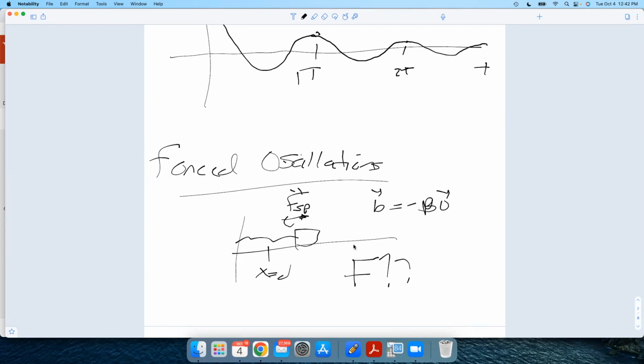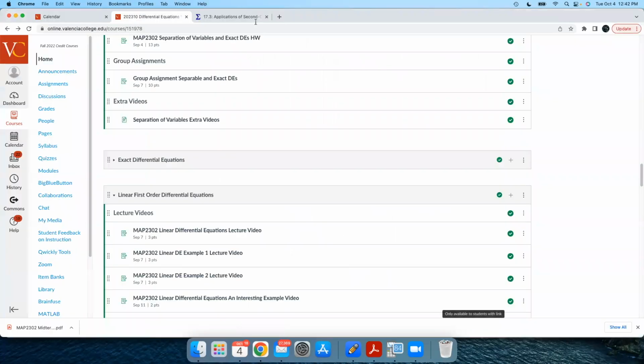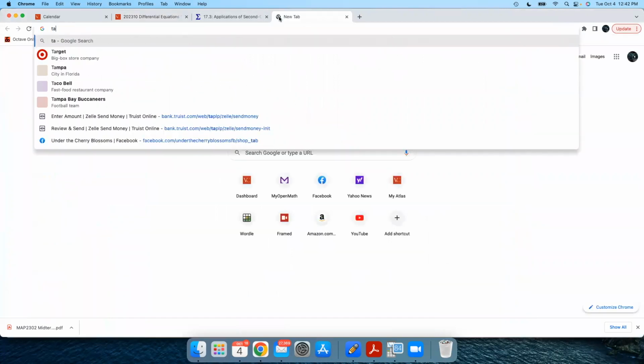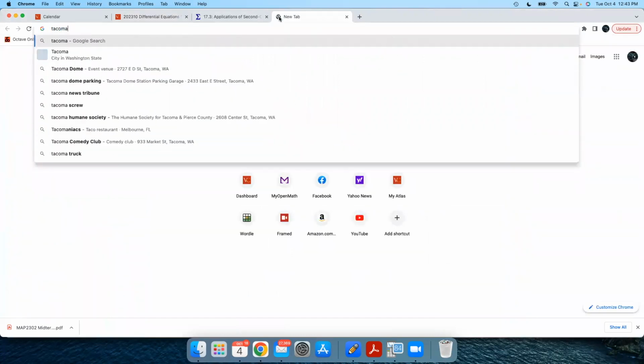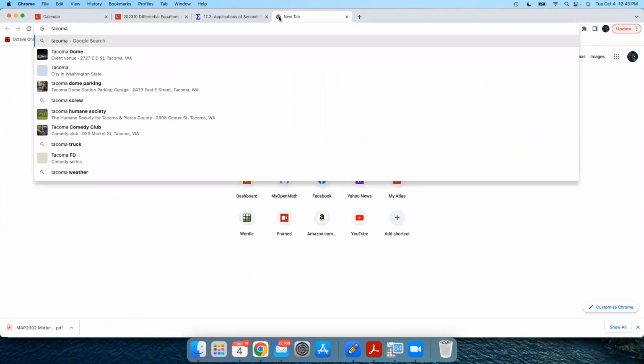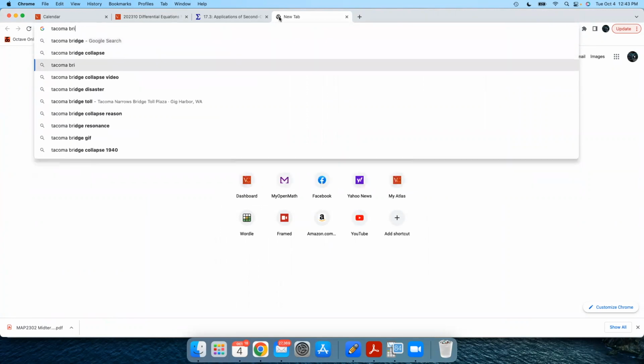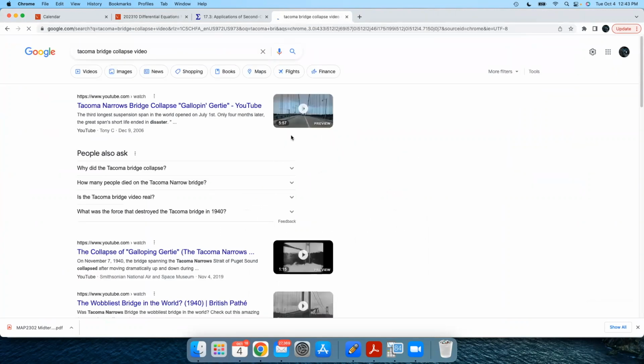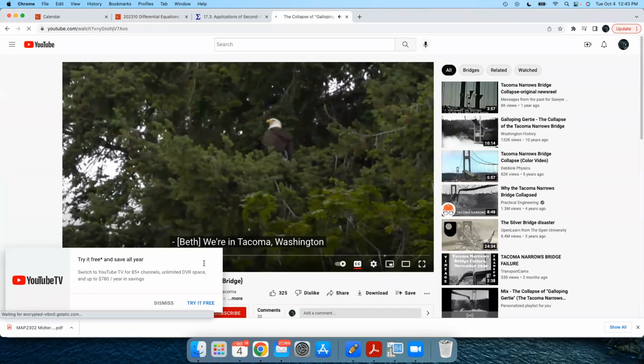A classic example of this is the Tacoma Bridge collapse. I'm sure you guys have seen that video. I don't know if you'll be able to hear the sound.